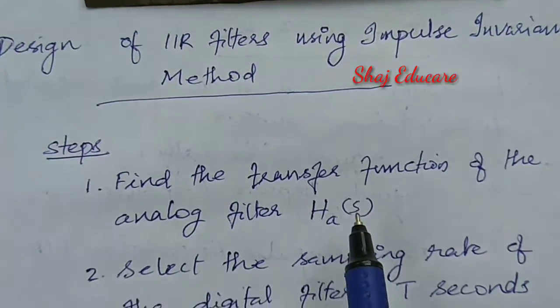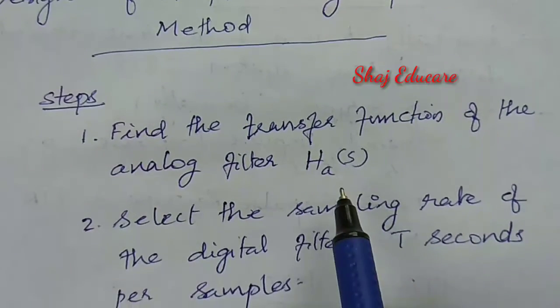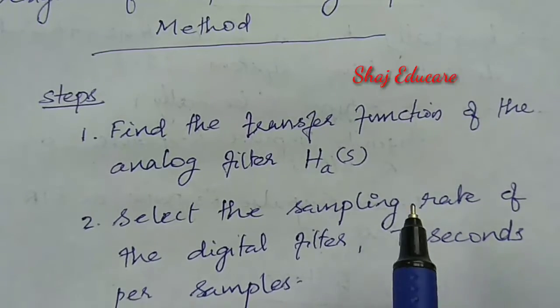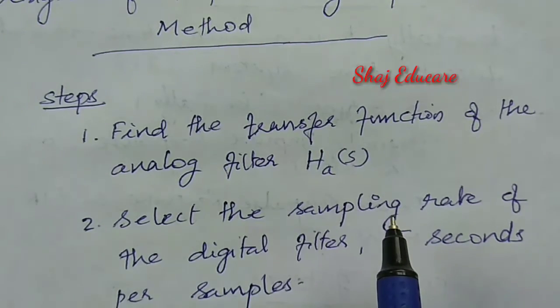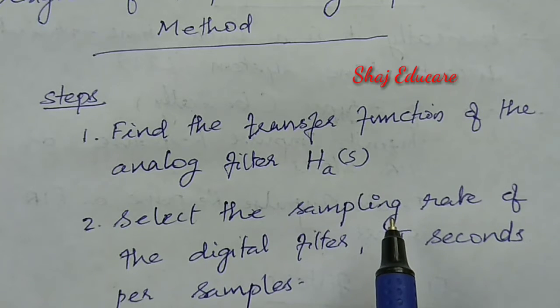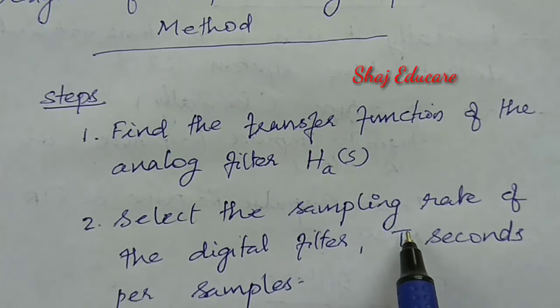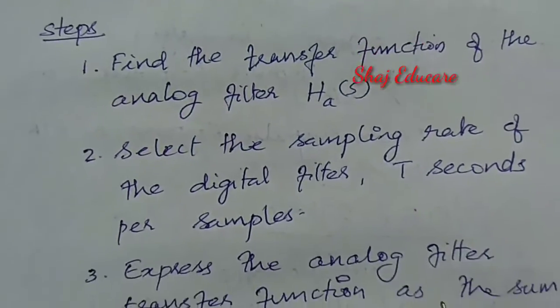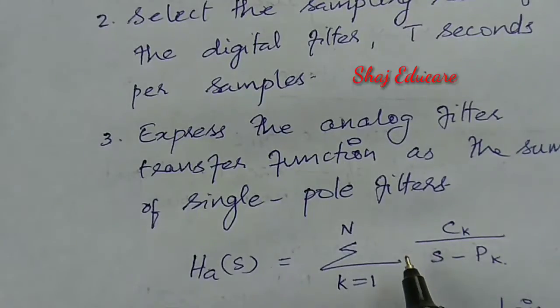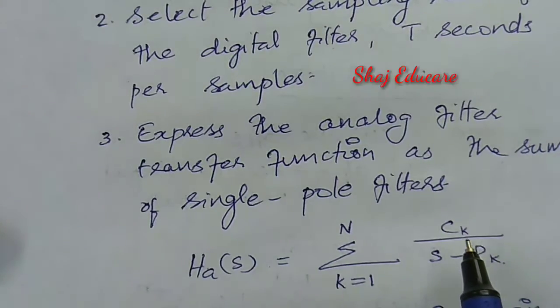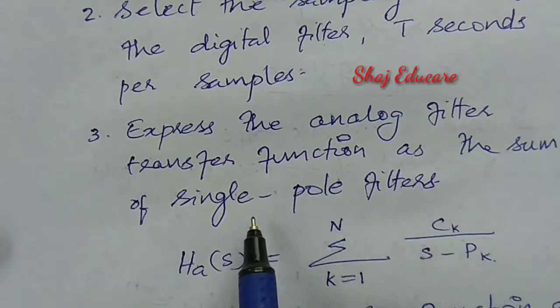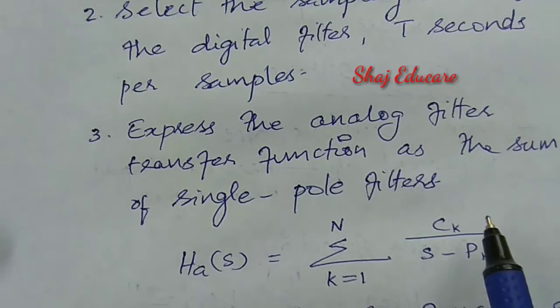Then after getting the analog transfer function, we have to choose a sampling rate. Analog to digital conversion is possible only through a process known as sampling. So we have to choose the sampling rate also. Unless it is given, we take T equal to 1 second. Then by making use of the partial fraction method, we have to express the analog transfer function as a sum of single poles.